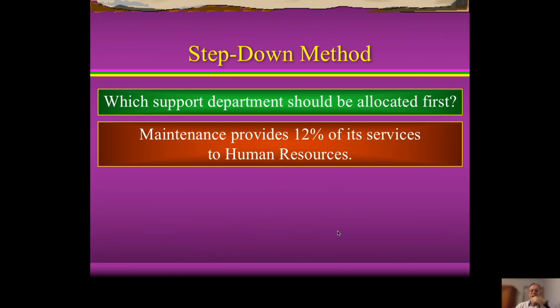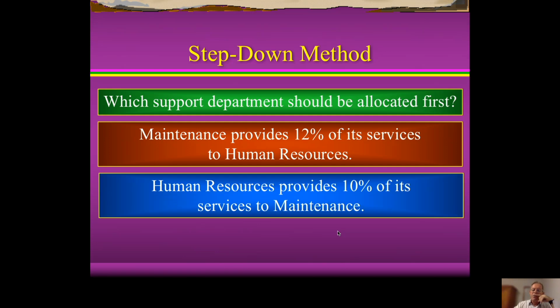Let's have a look at the step down method. Now, the first thing you might want to try and do is, well, which way will we go? Should we share maintenance to human resources first and then down to the operating departments? Or should we go human resources, share that to maintenance and then share that cost down? Which way should we go?